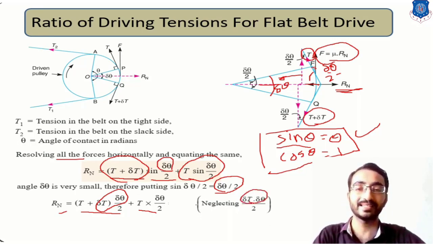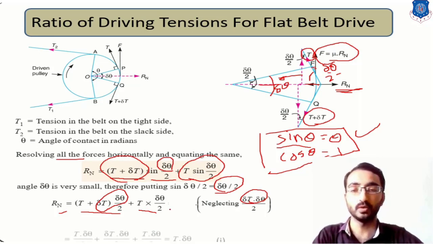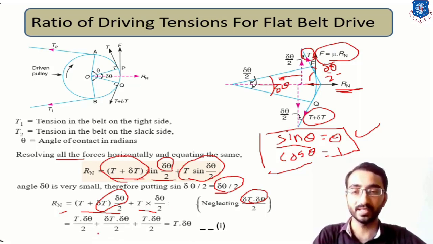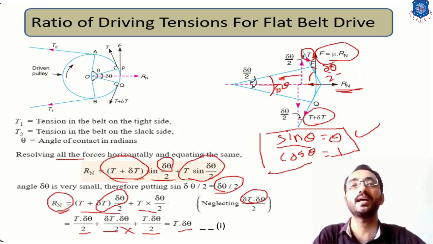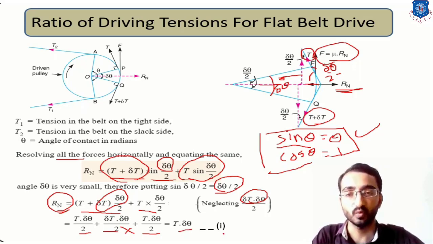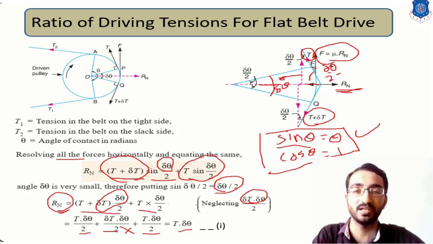Okay, so if we neglect that term, your equation will become T into delta theta by 2 plus T into delta theta by 2. By adding these two terms, and neglecting this term, we can say the total horizontal equation is Rn equal to T into delta theta. That is your equation number 1, achieved by resolving forces in the horizontal direction.